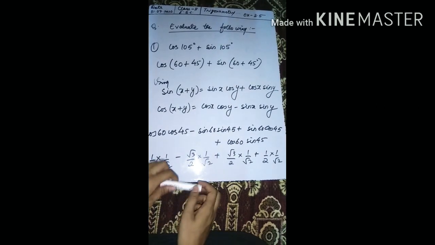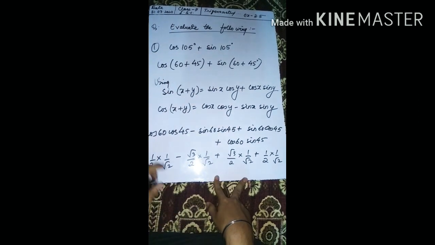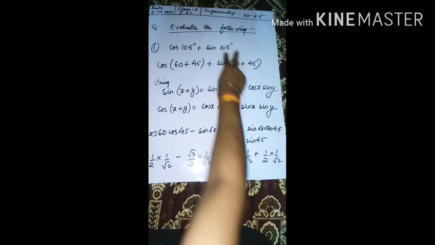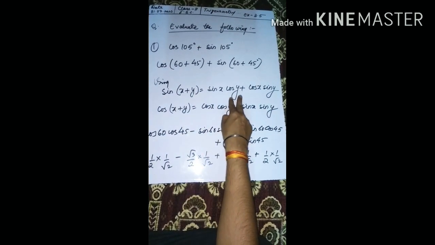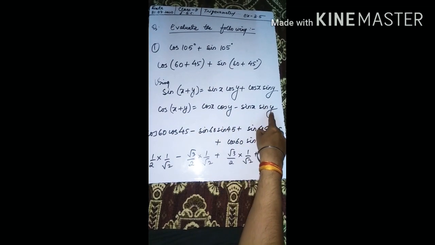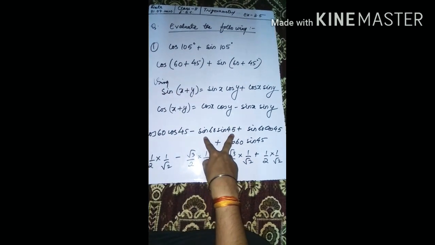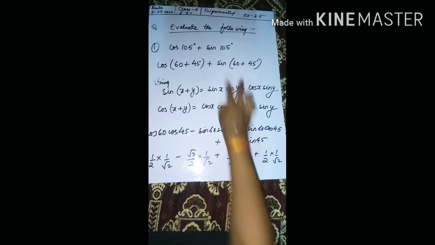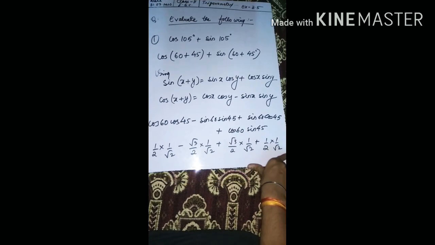Okay, let us come to these evaluation questions. Cos 105 plus sin 105, we have to evaluate this question. So how are we writing this 105? We are writing it as 60 plus 45, and here also 60 plus 45. Now we know that sin x plus y is sin x cos y plus cos x sin y, and cos x plus y is cos x cos y minus sin x sin y. So you can use cos x plus y identity here, cos x cos y minus sin x sin y, that is cos 60 cos 45 minus sin 60 sin 45, plus here sin x plus y identity, sin 60 cos 45 plus cos 60 sin 45. Putting all the values you can get the answer.